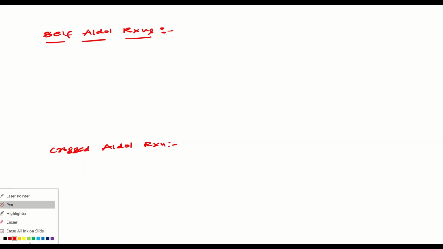So what exactly will happen? There are two types of reactions we are going to see. The one is the self-aldol reaction. Don't worry, I'll be giving shortcut methods also. The other one I'm going to talk about is the crossed aldol reaction. So what is the major difference between these two?